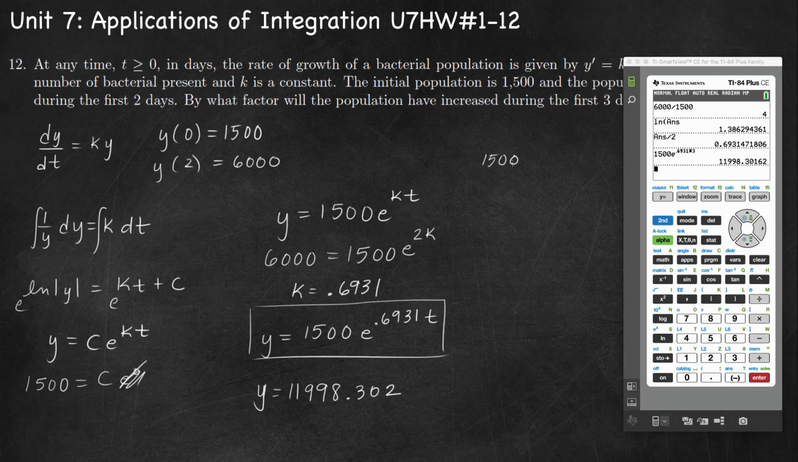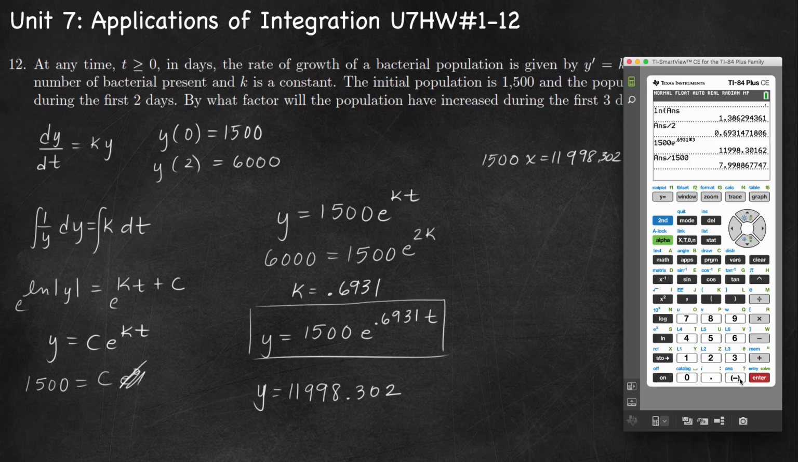1,500 times what, I'll call it x, equals 11,998.302. So we take the 11,998.302, we divide it by 1,500, and we get 7.998, so by approximately a factor of 8.